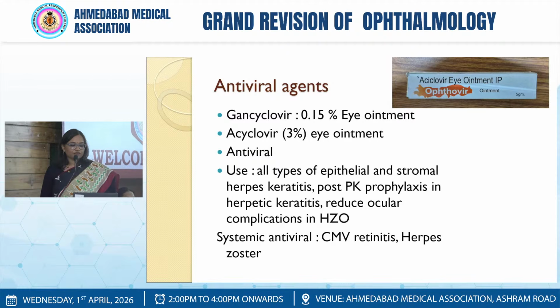The use of this is in all types of viral keratitis, like epithelial and stromal keratitis, more common with herpes simplex. Post penetrating keratoplasty, whenever a patient has herpetic keratitis with a corneal scar and undergoes a graft, there are high chances of recurrence. So we can use it in that type of patient, and it can also be used to reduce ocular complications of herpes zoster ophthalmicus. Systemic antivirals like ganciclovir or valacyclovir can also be used in patients with CMV retinitis and in patients having herpes zoster.